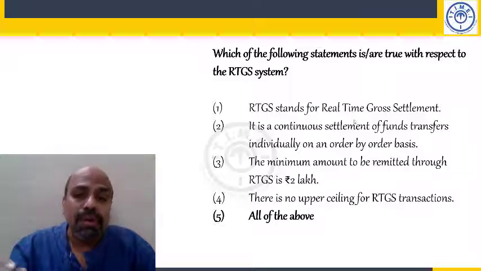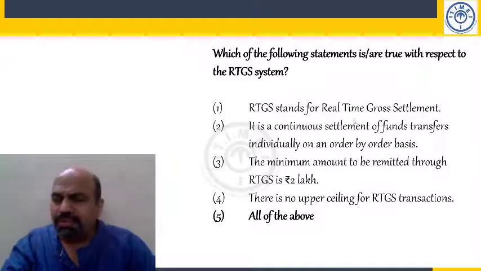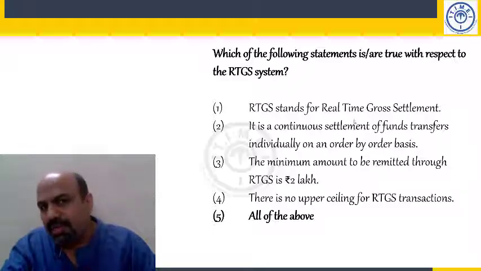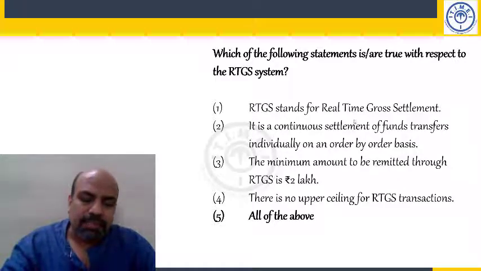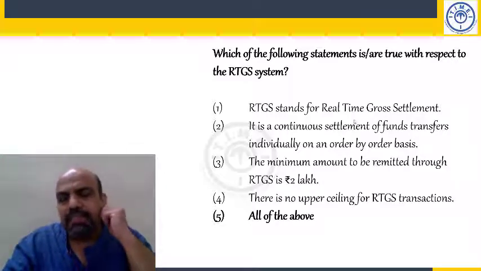I'm going to give you more, and we'll take a structured approach to this. Please write just the way we wrote for NEFT, we'll also write for RTGS. Please start writing down. First, you take the full form RTGS, real-time gross.